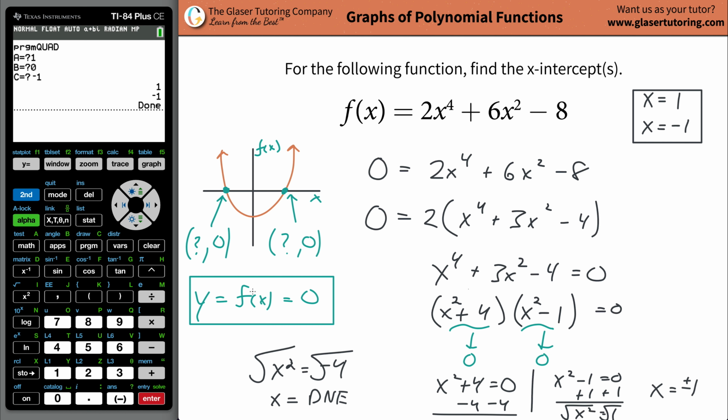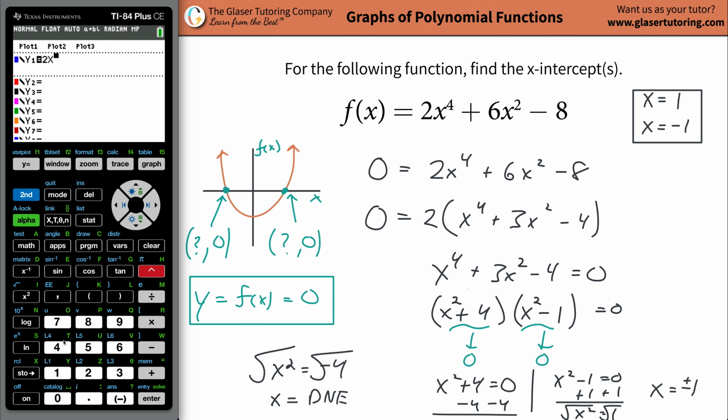Now, let's see if this does hold true. If you're like, all right, I understand the method, we got the answers, but I still don't get it. X equals 1, how is that the value of x? Well, let's look at the graph. Ready? Go to the graph, hit 2x raised to the 4th, plus 6x squared, and then minus 8. Make sure it's correct.